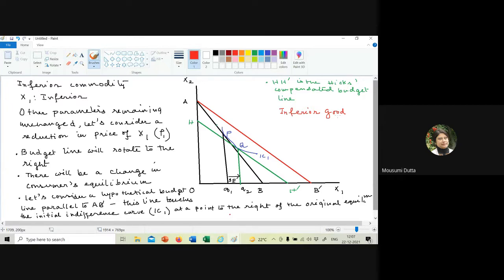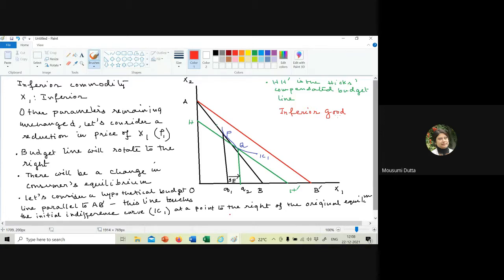And for that matter, between HH prime and AB prime, if we compare, the relative prices are the same. The only difference is AB prime has the higher real income. So if there is any movement from Q to R, say, along the new budget line AB prime, that movement is only because of income effect. That movement is because of change in real income of the consumer.